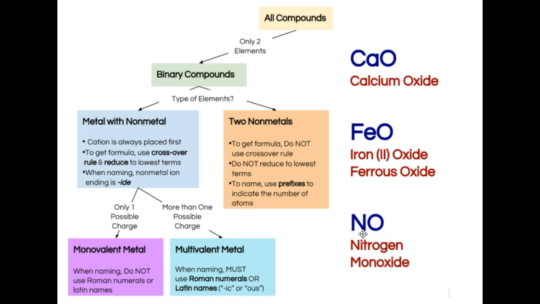And so I'm going to use my prefixes to indicate to the reader how many of each element are present in the formula. So since I have 1 nitrogen, I begin with nitrogen. Since I have 1 oxygen atom in this compound, I'm going to use the prefix mono to indicate that there is 1 oxygen present, and monoxide, the "ide" ending, of course, because that's how I change the ending of any element that is in position 2 in a binary compound.